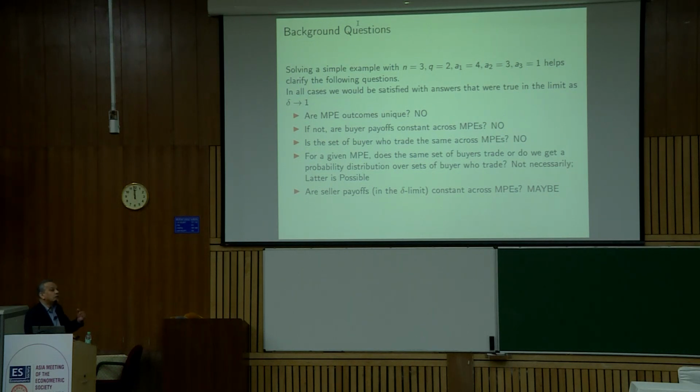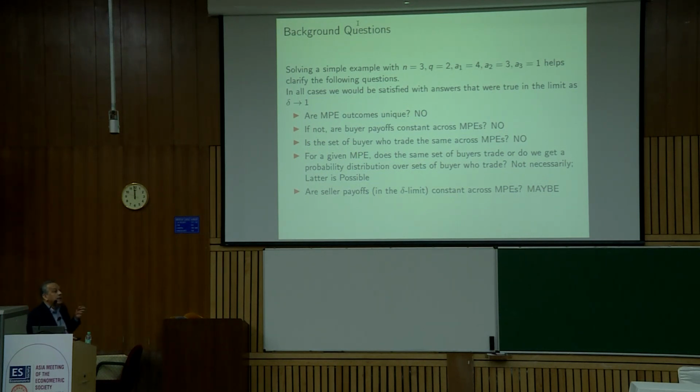That's not true once you get past the bilateral case, but there's a huge range of cases where MP outcomes are unique, at least in the patient limit. Okay, not true here. Are buyer payoffs constant across MPs? No. Is the set of buyers who trade the same across MPs? No. Okay, so that's significant.